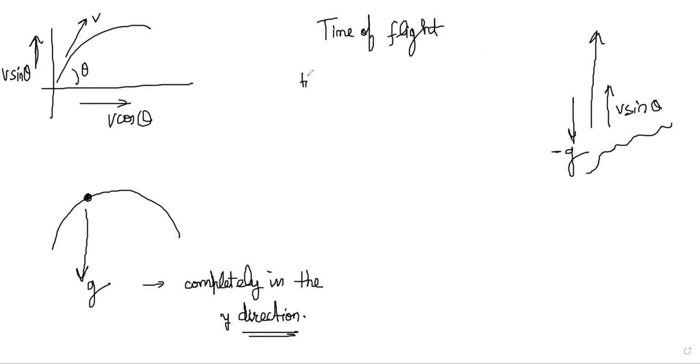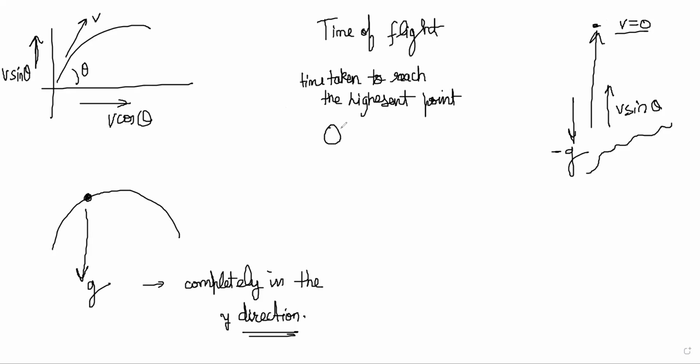So the time taken to reach the highest point would be basically v sine theta by g, because you will apply the equation of motion v is equal to u plus at. The final velocity at the highest point has to be 0. Then only it will stop there and come back down, right? Final velocity is 0, initial velocity is v sine theta, deceleration is minus g, it is in the downward direction. So the time becomes v sine theta by g.